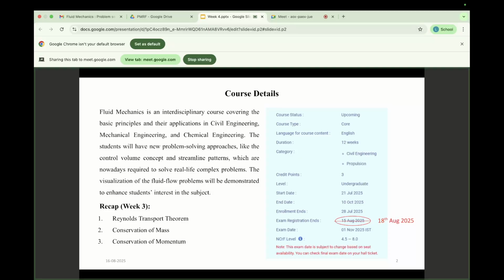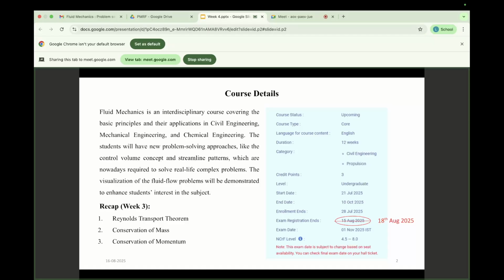This course, Fluid Mechanics, is an interdisciplinary course, and the students of mechanical, civil and even chemical engineering find the role of this subject in problem solving and in real life application. If you are going to design a plane or a jet, anything you design is based on the concept of fluid mechanics. So this subject is nowadays quite essential to solve real life complex problems.